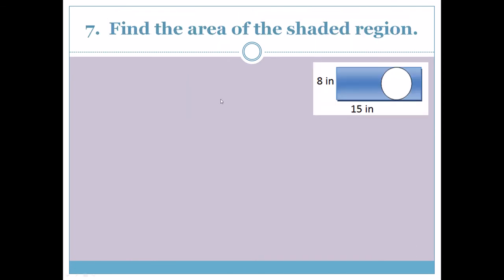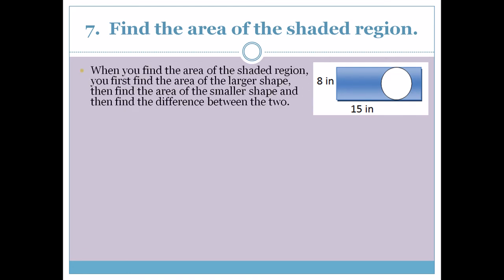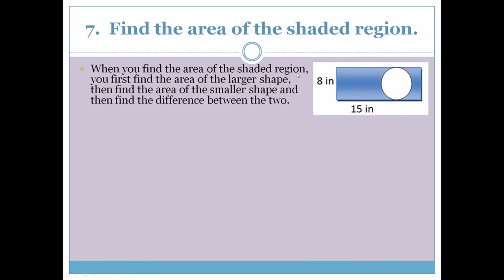All right, I don't know, is there any more? Number 7, find the area of the shaded region. Wow! So when I look at these problems, I look at it as a sheet of paper with something cut out. And in this case, it was a rectangular sheet of paper and someone cut out a really good circle. So when you find the area of the shaded region, you first find the area of the larger shape, which would be like the sheet of paper. Then you find the area of the smaller shape, like what you cut out, and then find the difference between the two. That would be what's left of the paper.